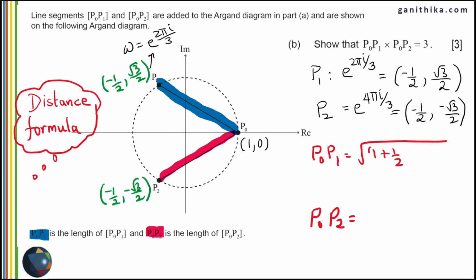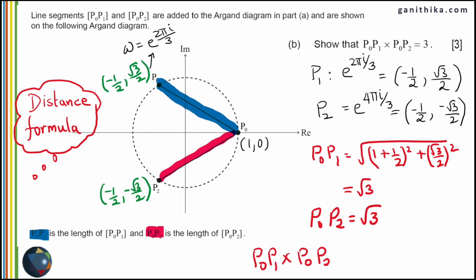Therefore, the solution is P0P1 is going to be root 3 and P0P2 is also going to be root 3, and multiplying root 3 times root 3 is going to give you 3. Therefore, this is what we want. We have got the result.